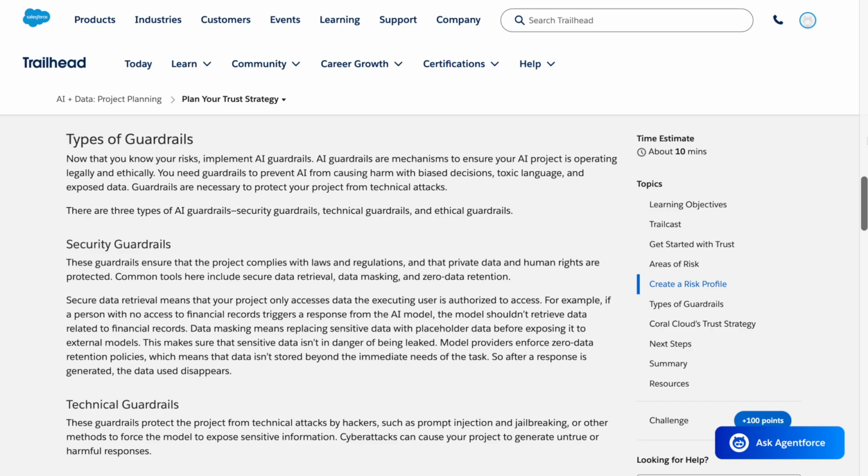Data masking means replacing sensitive data with placeholder data before exposing it to external models. This makes sure that sensitive data isn't in danger of being leaked. Model providers enforce zero data retention policies, which means that data isn't stored beyond the immediate needs of the task. So after a response is generated, the data used disappears.